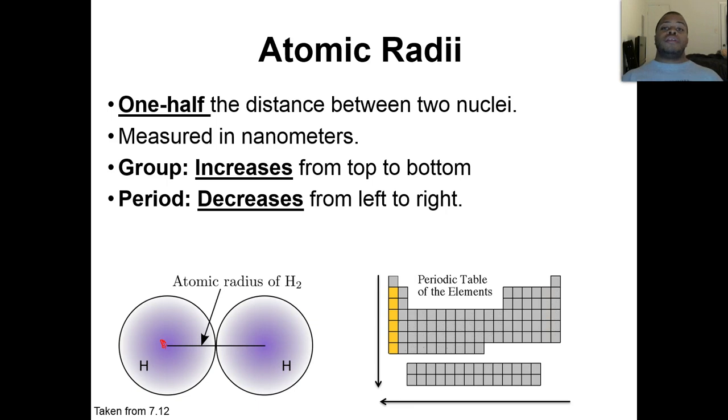Now, next we move on to atomic radii. Atomic radii is what we call 1/2 the distance between two nuclei. It's usually measured in nanometers or sometimes in picometers, which are very, very small. Now, the question is, why in the world do we actually look at this as 1/2 the distance? Well, let's take a look at our diagram here at the bottom.